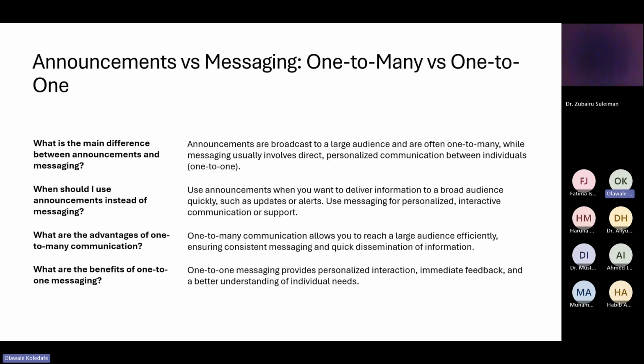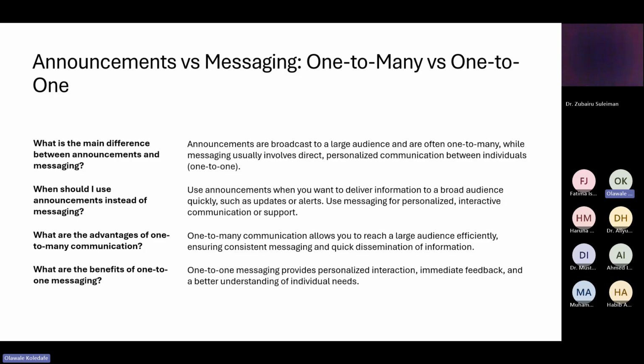There is another affordance that Moodle gives, and that affordance is what we call announcements. So we've got announcements and messaging. When do we use announcements? When should we use messaging? Announcement is a kind of one-to-many channel of information. So I am the instructor. I want to talk to all the students at once.